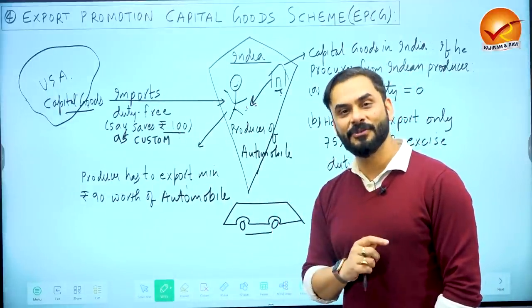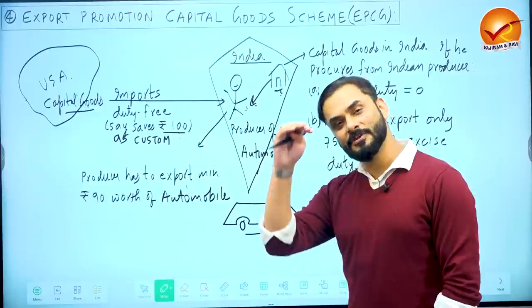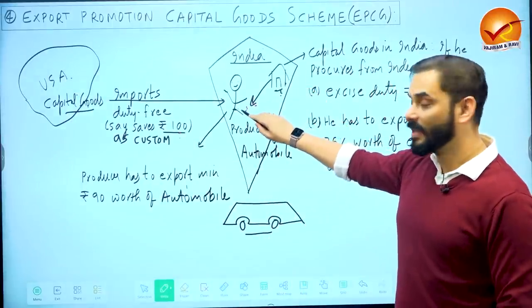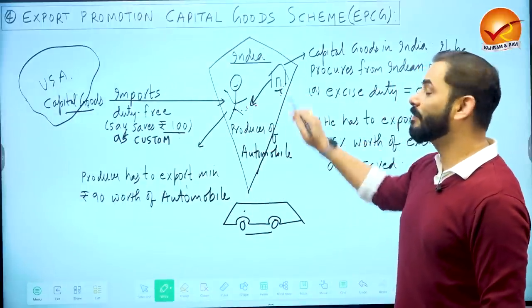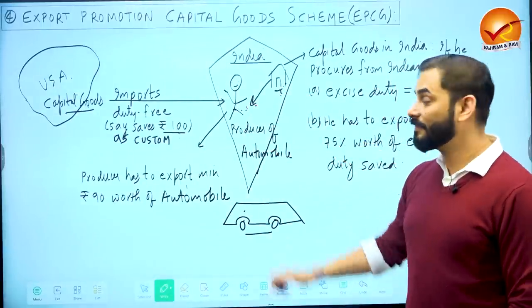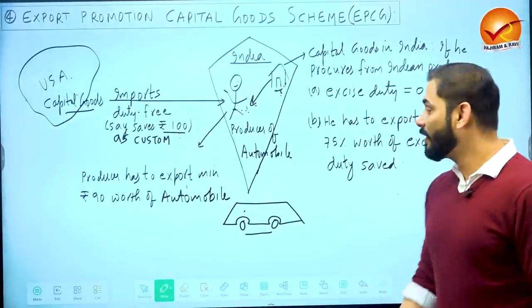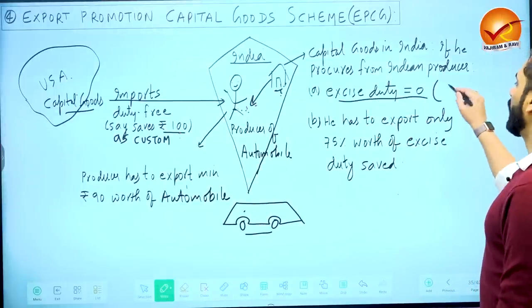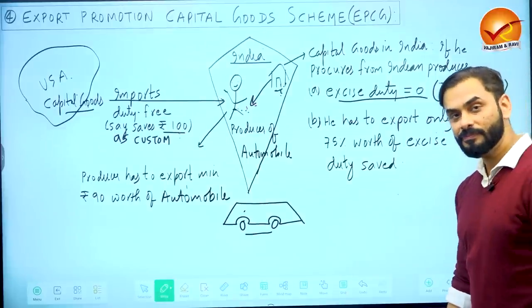When do you pay excise duties? Excise duties are paid when something is produced in India. Since these capital goods that he needs to manufacture his car, he needs some machines, and those machines are being manufactured in India, the government says if you buy it within India, then you don't need to pay excise duties. So the excise duty will be zero. Otherwise the excise duty would have been 100 rupees, but for you it is zero.